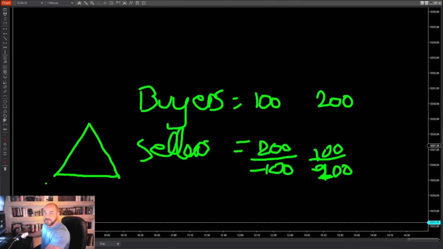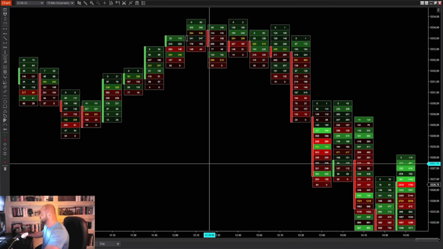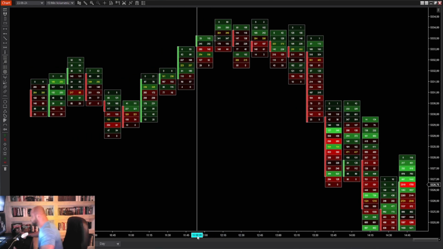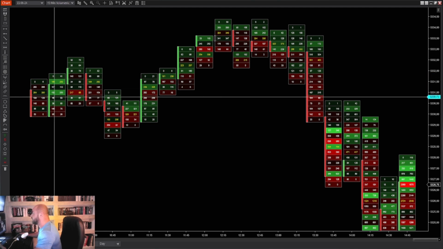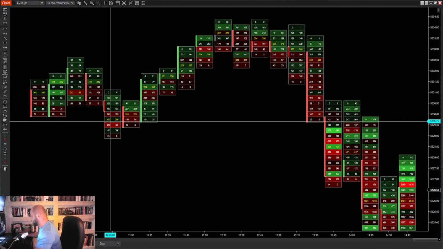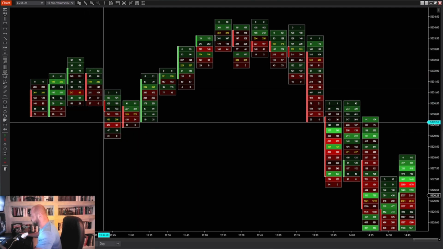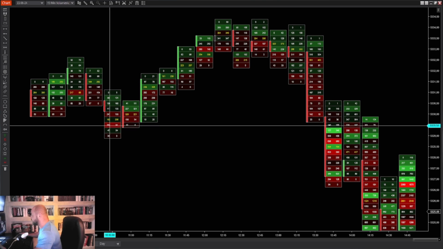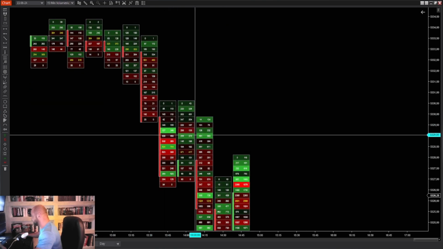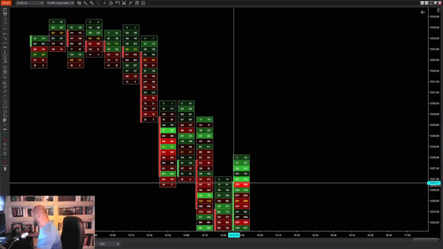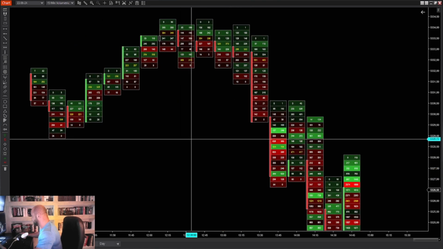So how can we see the delta on our screens? There's a lot of different ways. One of the ways is with a footprint. A footprint chart will almost always have a kind of color scheme where we can interpret the delta based on the colors. Like this really bright red area, we know there's a lot more selling delta. And these green areas, we can see there's a lot more buying delta.